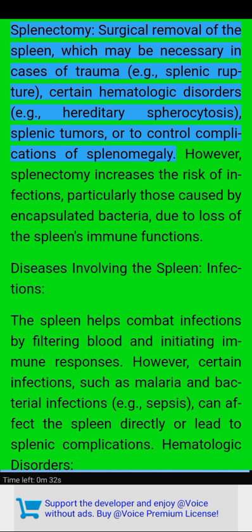Splenectomy, surgical removal of the spleen, which may be necessary in cases of trauma, e.g., splenic rupture, certain hematologic disorders, e.g., hereditary spherocytosis, splenic tumors, or to control complications of splenomegaly. However, splenectomy increases the risk of infections, particularly those caused by encapsulated bacteria, due to loss of the spleen's immune functions. Diseases involving the spleen, infections.